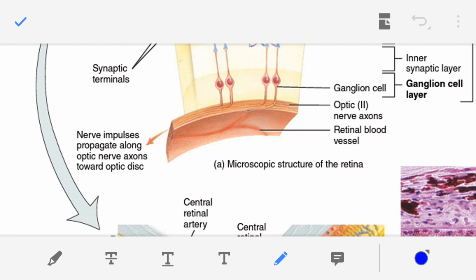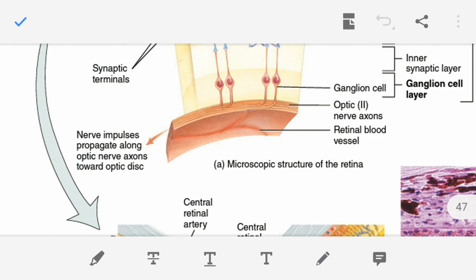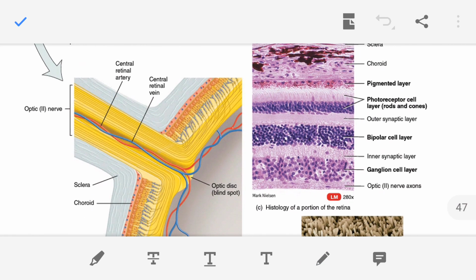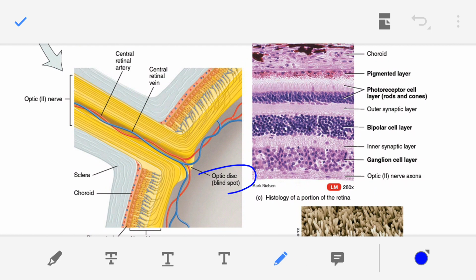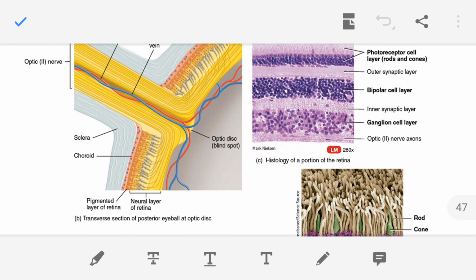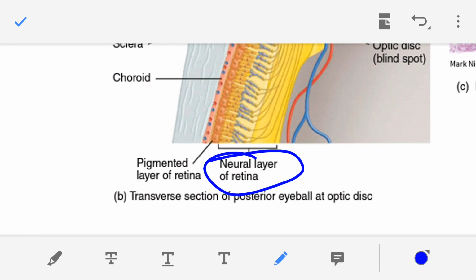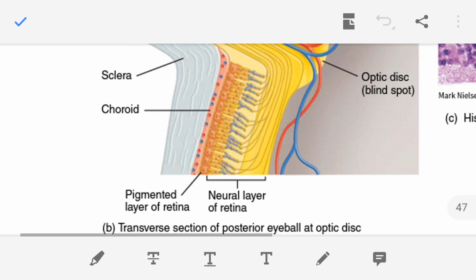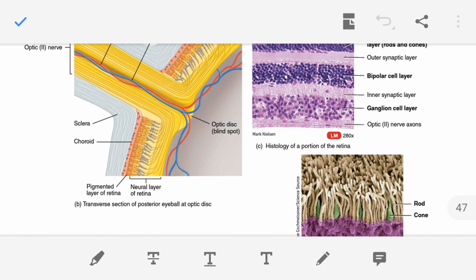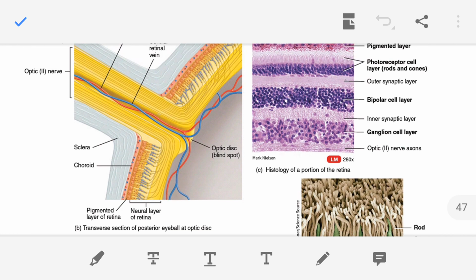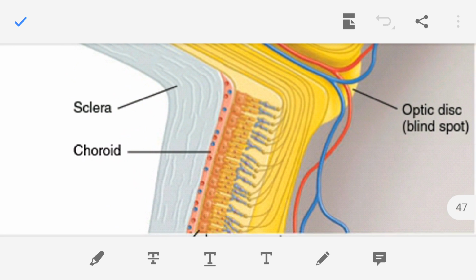Here with the arrow they have shown the direction of nerve impulse. The nerve impulse propagates along the optic nerve axon toward the optic disc. See, the optic disc is shown. These are the blood vessels. This one is the retina. See, the neural layer of the retina, then the pigmented layer of the retina. Then the choroid, sclera.